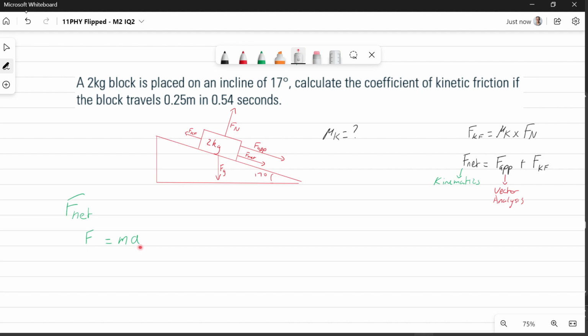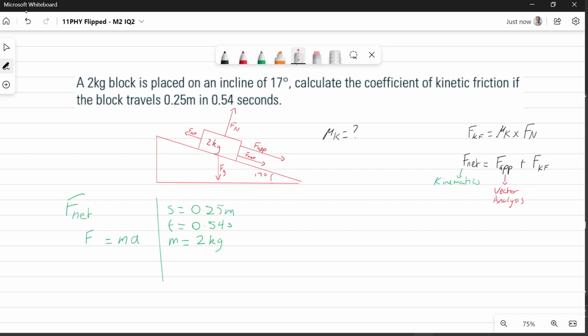Now we have a little bit of data here, again, the displacement and the time, which should enable us to find this acceleration. Once we know the acceleration, we can then find what force is being applied to cause that motion. So to begin with, I'm going to construct a little mini data column. So far, the data that we have, which is relevant, is S, which is equal to 0.25 meters. We have T, which is equal to 0.54 seconds, and M, which is equal to 2 kilos.